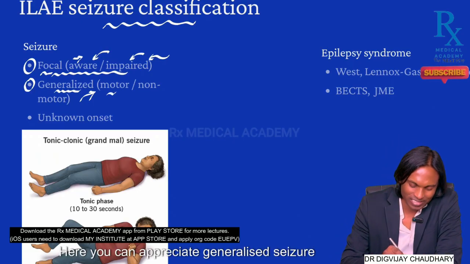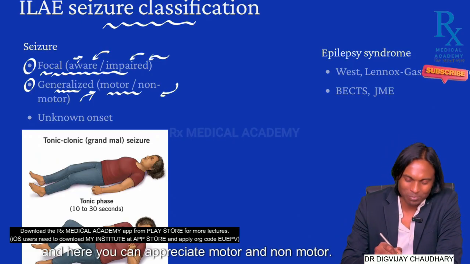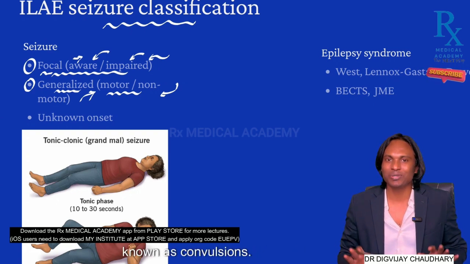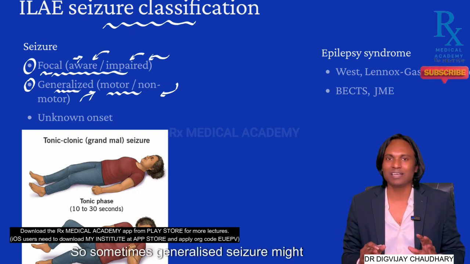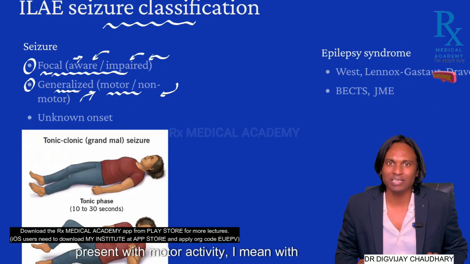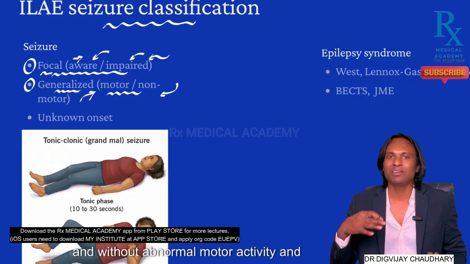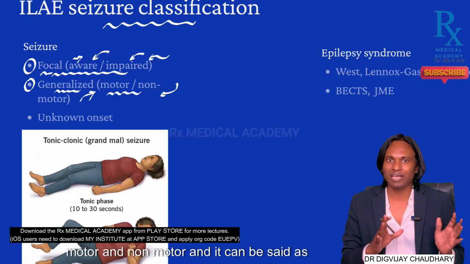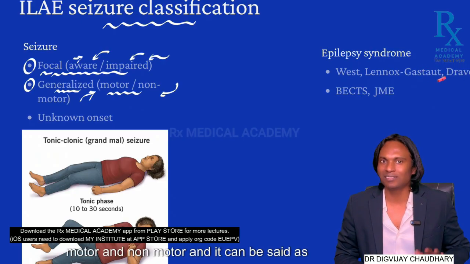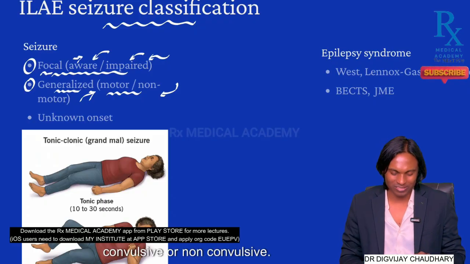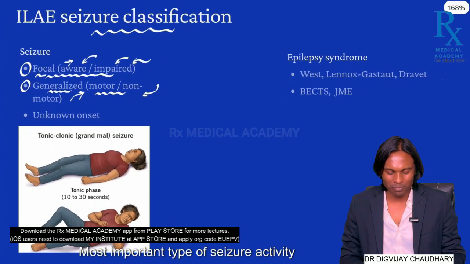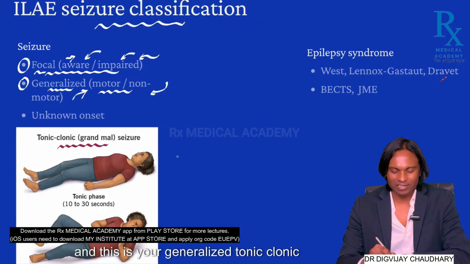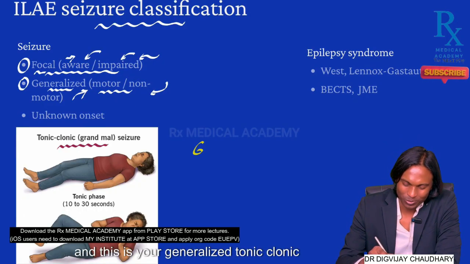Here you can appreciate generalized seizure, classified as motor and non-motor. We did discuss that motor seizure is known as convulsions. So sometimes generalized seizure might present with abnormal motor activity and sometimes without abnormal motor activity, and therefore they are classified as motor and non-motor, or convulsive and non-convulsive. Here you can appreciate the most important type of seizure activity in the children age group, and this is generalized tonic-clonic seizure.